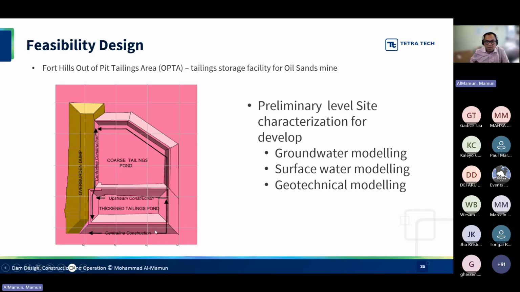We did geotechnical modeling, surface water modeling, and groundwater modeling, because as I said, these facilities are huge, right? This was probably 4 to 5 kilometers by 4 to 5 kilometers. So it's a very large area, and it's going to affect the local groundwater and local surface water, in addition to the geotechnical aspect. We need to study the whole thing, right? That was part of the feasibility design, so that we got all the information we need to develop.